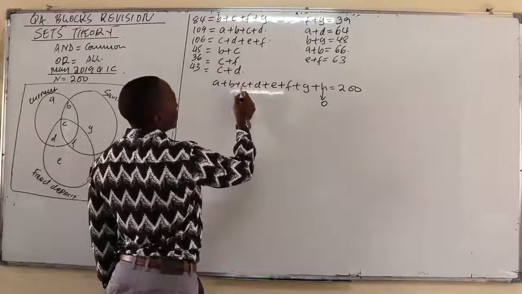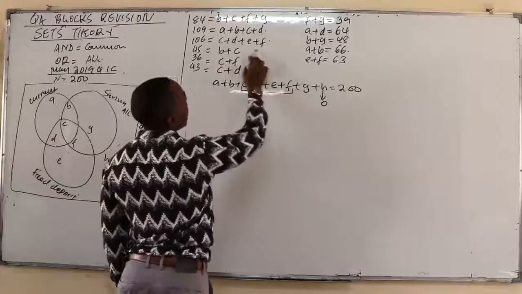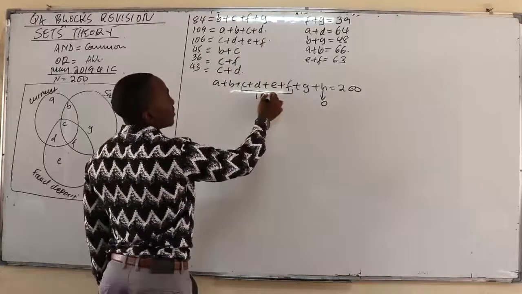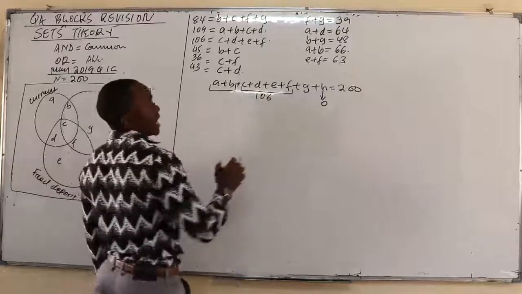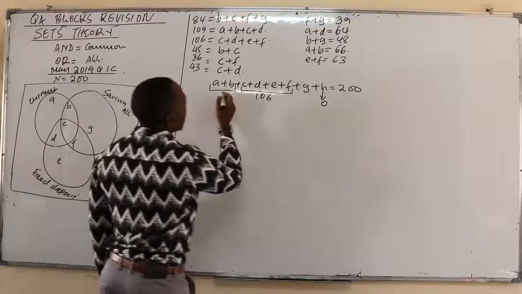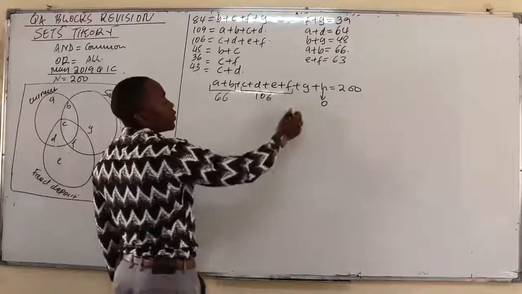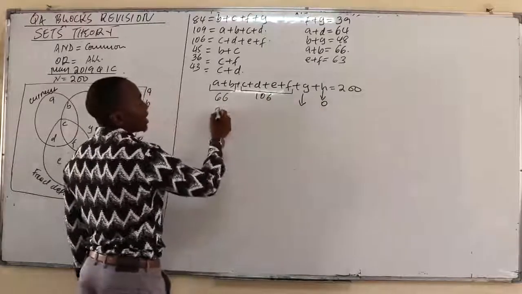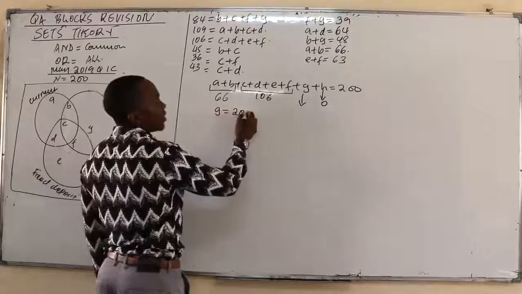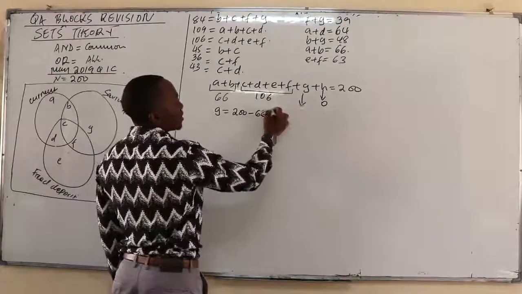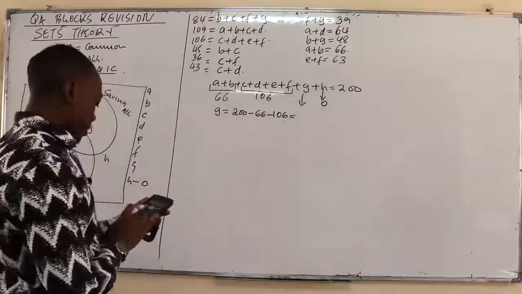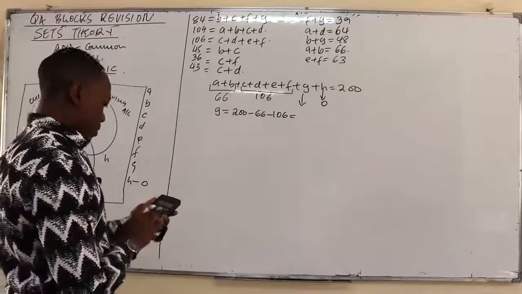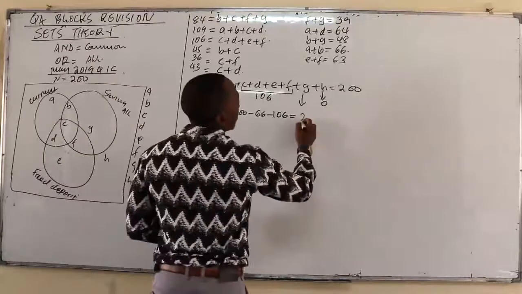Then we have that equation CDEF. CDEF is equal to how much? 106. Then we have AB. Do we have AB? Yes, we have A plus B, which is 66. So now we are remaining with who? G. So to get G, you take 200, you minus 66, you minus 106. And you will get 28.